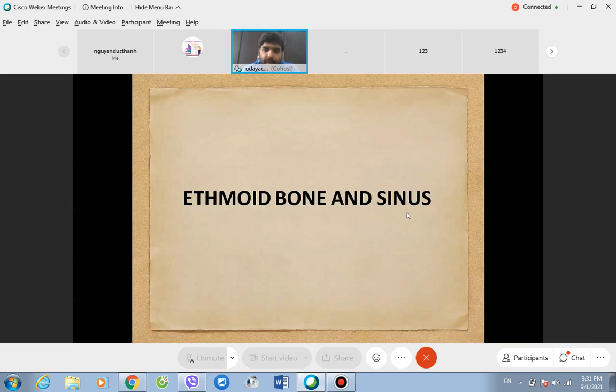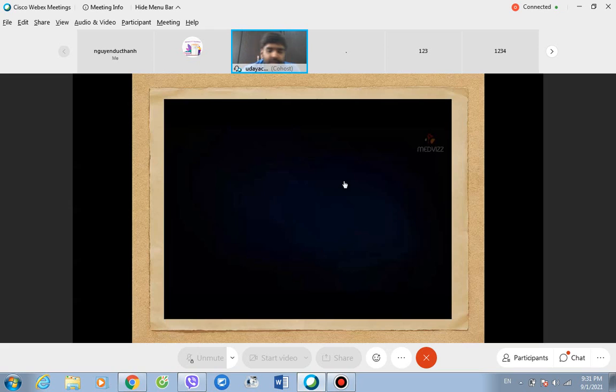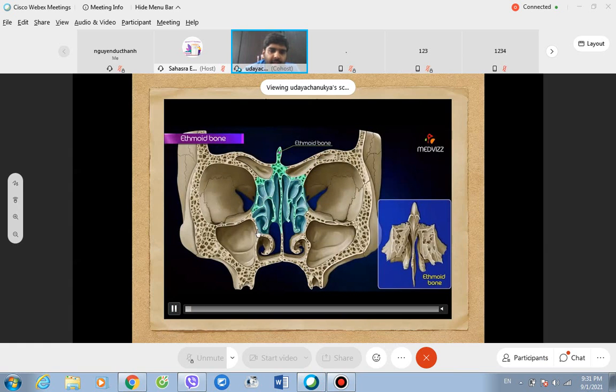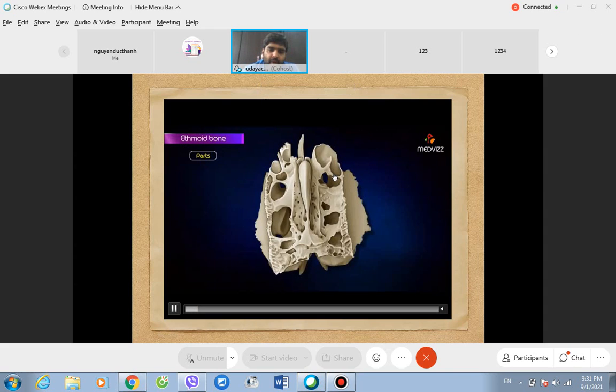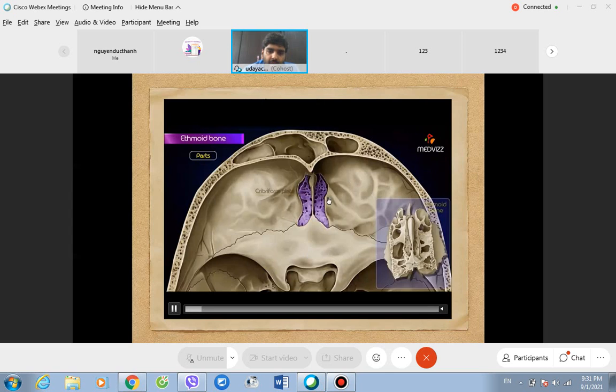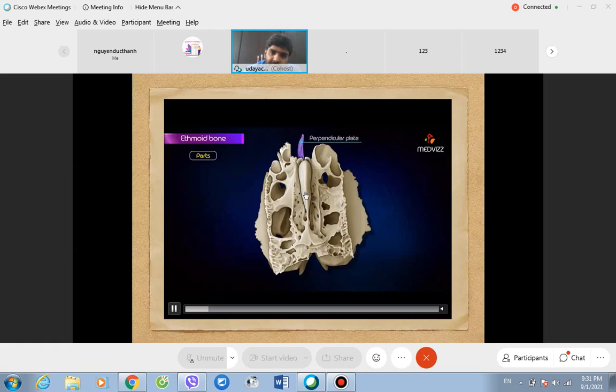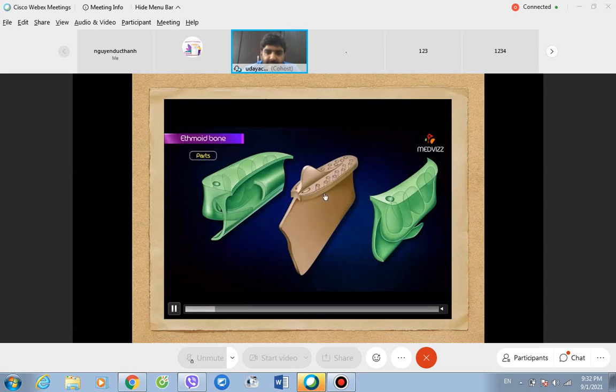The next thing is the ethmoid bone and sinuses. We will have a small animation which is better for understanding. Ethmoid bone is an unpaired bone located in between the two orbital cavities. The parts of the ethmoidal bone are the cribriform plate, the crista galli superior to the cribriform plate, a perpendicular plate of the ethmoid below it, and a labyrinth on both the sides. This is the central part of the ethmoid bone with the bilateral labyrinth articulating towards the center.